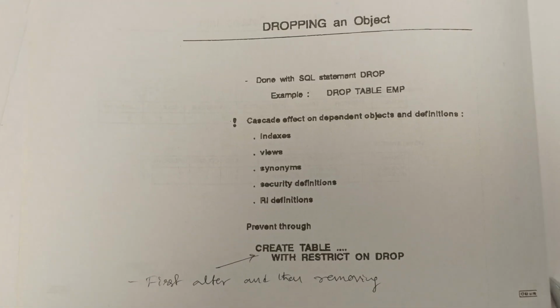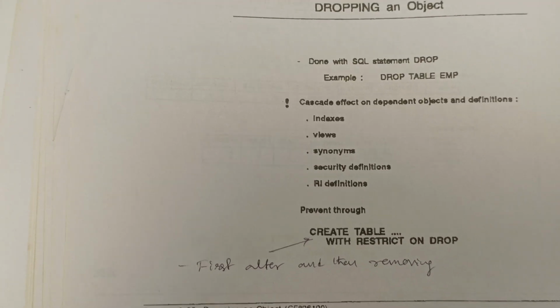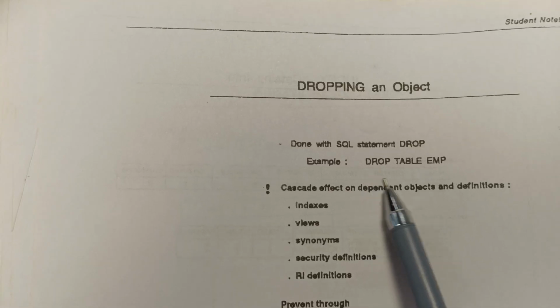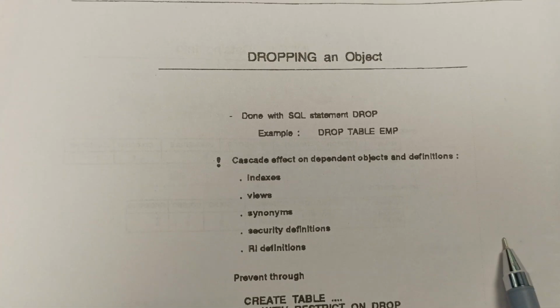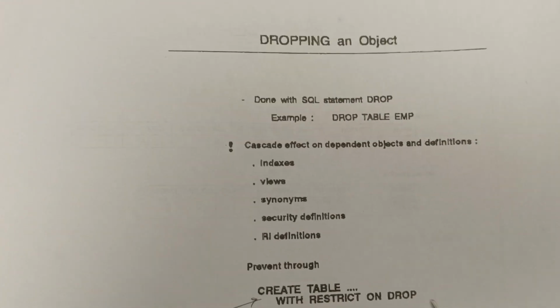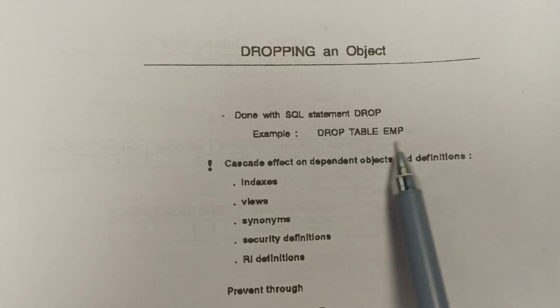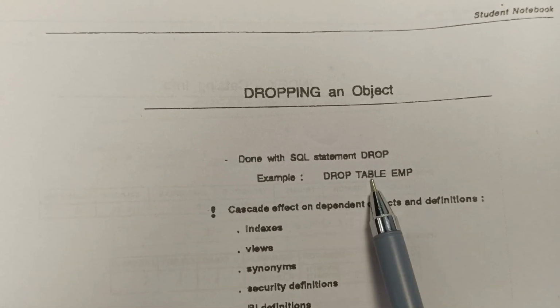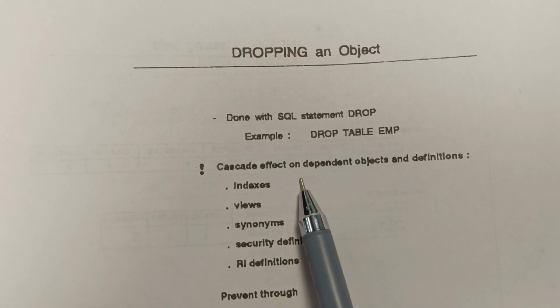Till now we have seen how to create an index and how to create a primary key and foreign key. Now, what will happen whenever I drop a table? Will my index or synonyms be dropped or not? Let's see. This is an example of dropping a table here. The syntax is drop table name. What will happen whenever we drop an object?